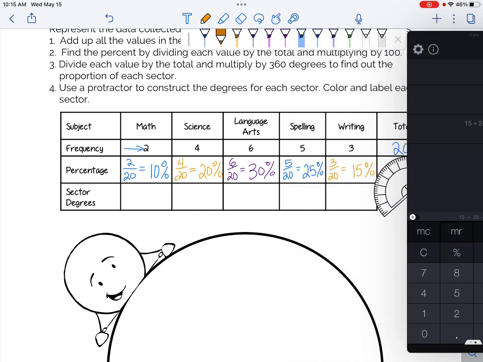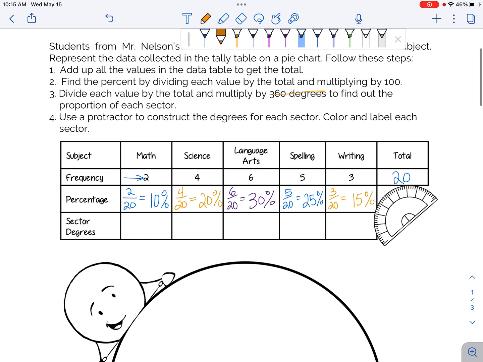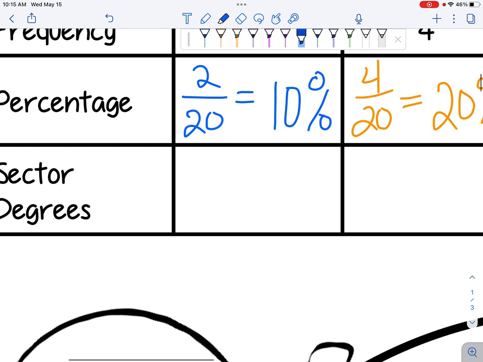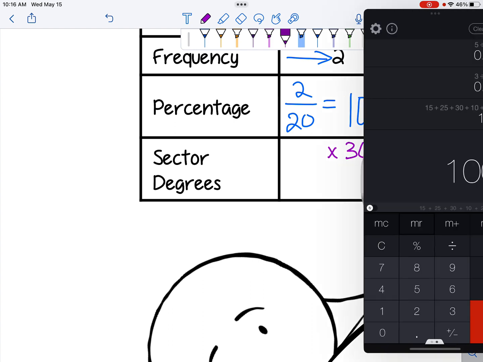Now, here's where it gets tricky. You need to remember that there are 360 degrees in the circle. Each one of these classes is going to be part of the circle. To find the sector degrees, to find how many degrees, we are going to multiply by 360 because it's part of, that's the times, 360. But we're not going to multiply the percent. We're going to go back to the decimal form.